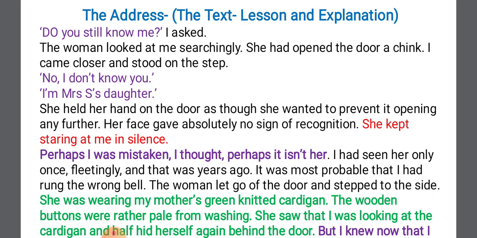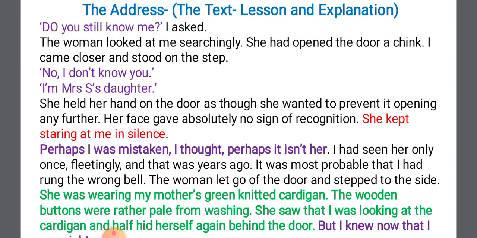Okay, as usual, now I'll go to the text. I'll explain a little bit, and in this way, in parts 1, 2 and 3 we'll complete this lesson. The first sentence of this lesson: "Do you still know me?" I asked. The narrator asked if she could. She means who? Mrs. Darling could recognize her. The woman looked at him searchingly, as if she couldn't understand or recognize her.